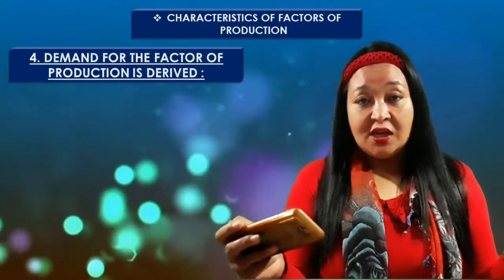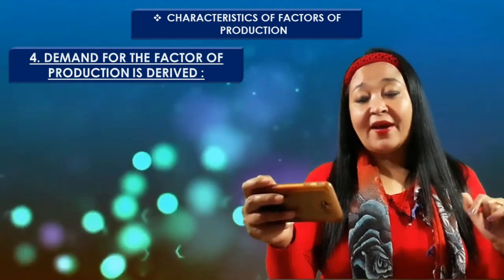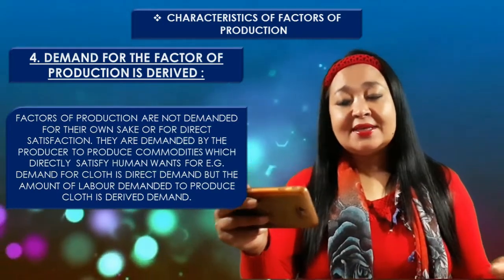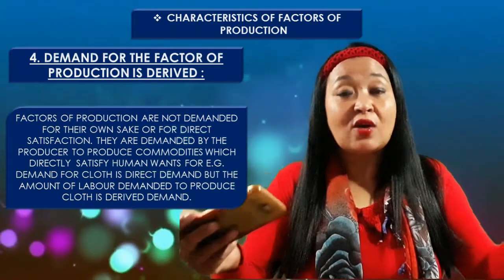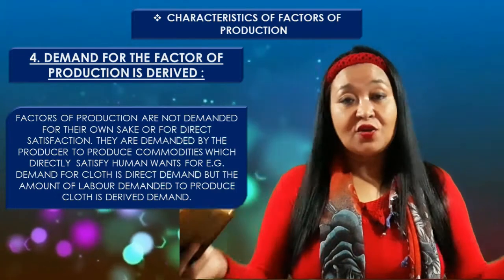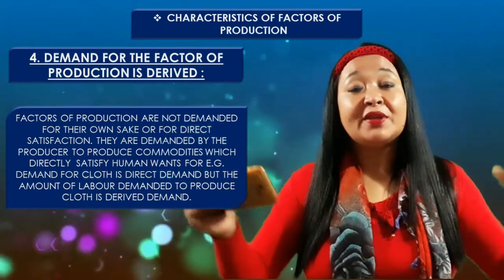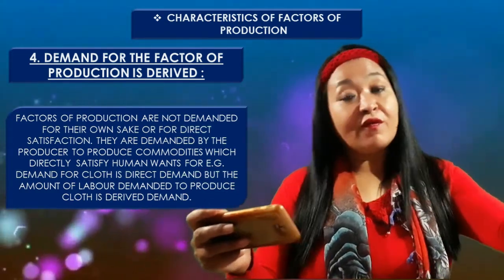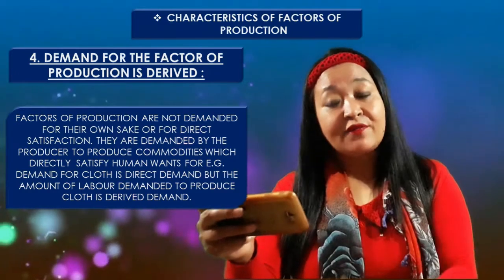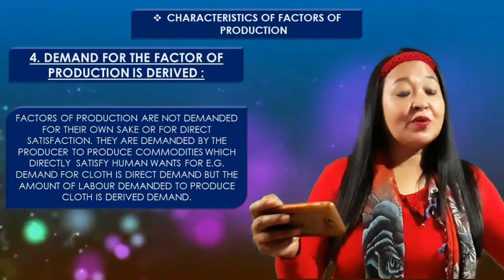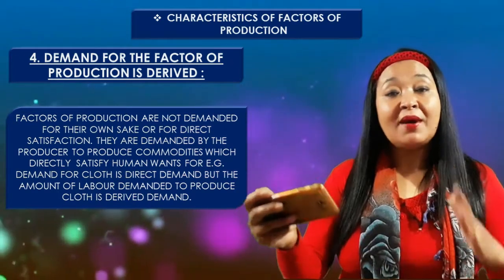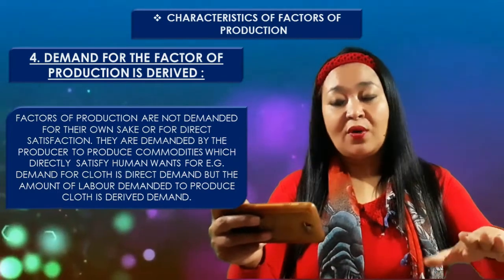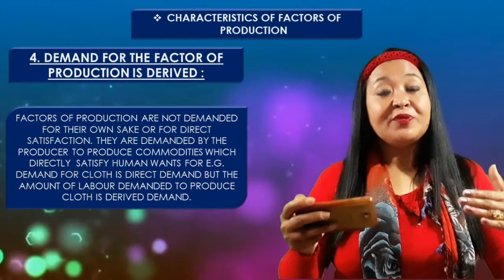Right, the next characteristic of the factors of production is that demand for the factor of production is derived. Now, what does this point mean? Factors of production, as I said, are not demanded for their own sake or for direct satisfaction. Any factor of production, whether it's land, labor, capital, or organization, is not demanded for its own sake or for direct satisfaction. They are demanded by the producer to produce commodities which directly satisfy our human wants.